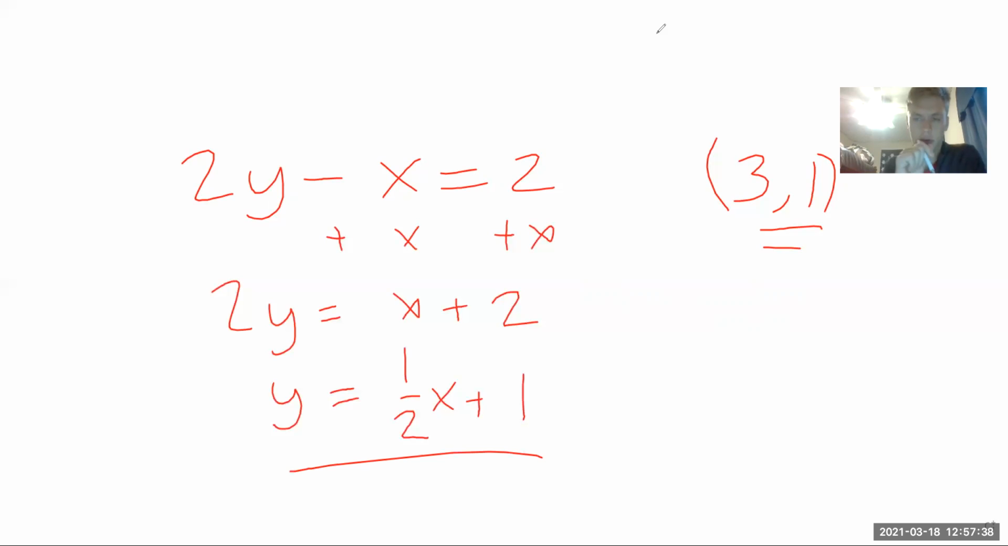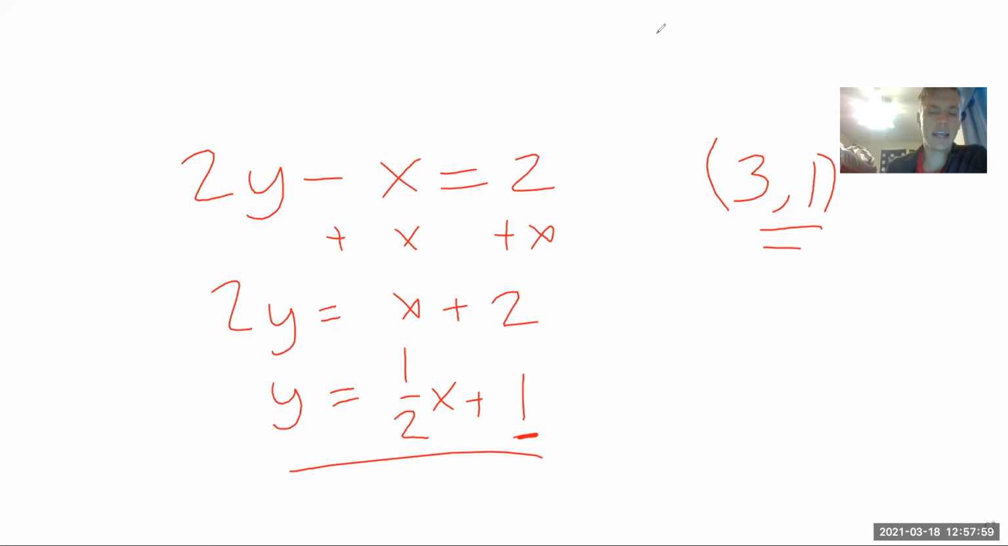So what can we learn from this equation? Well, we know that the y-intercept is 1. So that's where this line will cross the y-axis. It will go through this. And the slope is 1/2. So every time I go up 1 unit, I have to go across 2 units to get to the next point on the line. That's what that means.